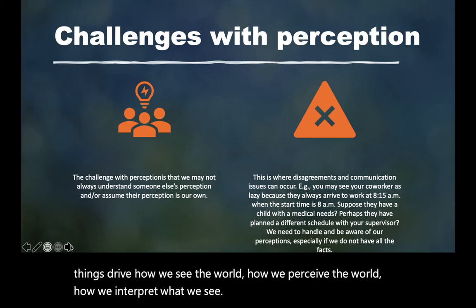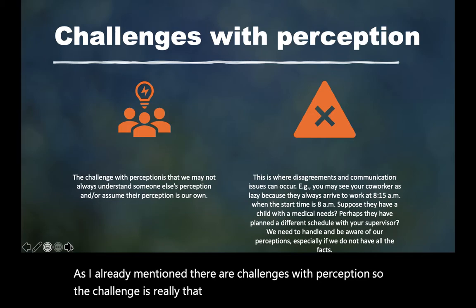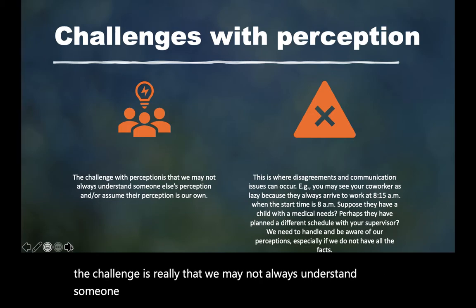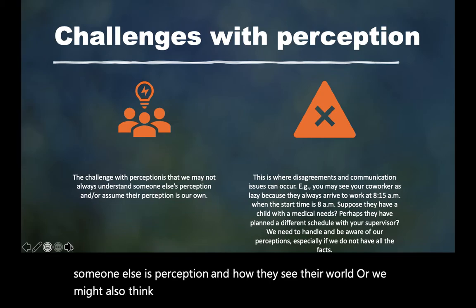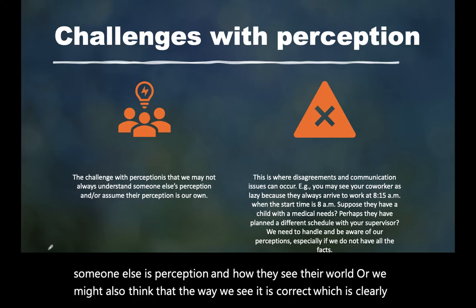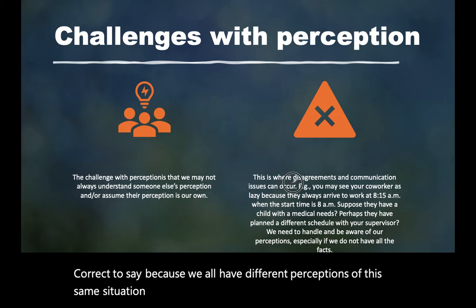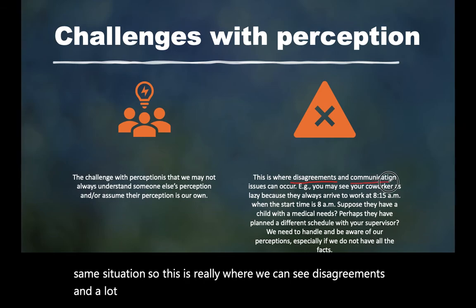As I already mentioned, there are challenges with perception. So the challenge is really that we may not always understand someone else's perception and how they see their world. Or we might also think that the way we see it is correct, which is clearly not correct to say, because we all have different perceptions of the same situation. So this is really where we can see disagreements and a lot of communication issues. They stem from how we perceive the world.